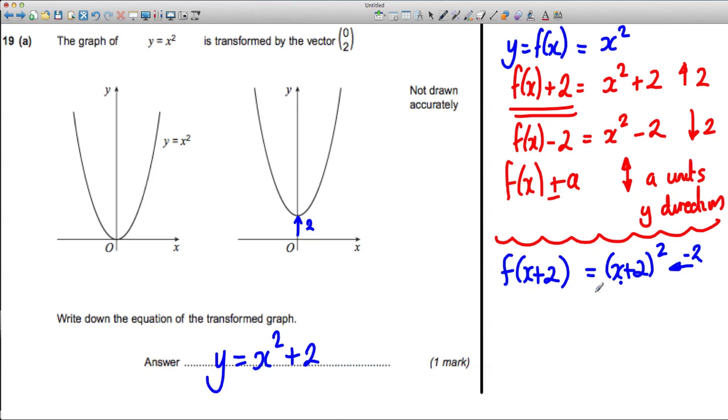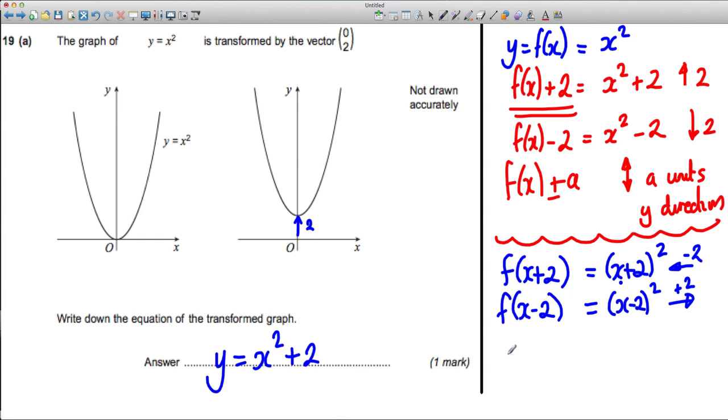When the plus 2 is inside the brackets, it goes the opposite way to what you think, and it goes in the x direction. When the plus 2 is outside the brackets, it goes in the way you think and in the y direction. So if I was to do f of x subtract 2, in this case replace x by x take away 2, i.e. work out x take away 2 squared, that would be a translation in the x direction, but in the positive 2 direction.